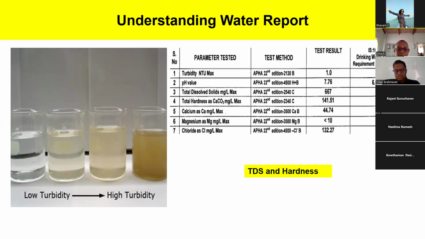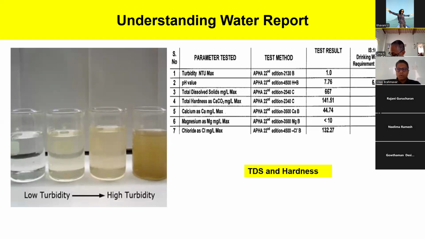Total dissolved salts and total hardness are very confused terms in the industry. All of these parameters are measured in ppm, parts per million, which is equivalent to milligrams per liter. They take 1 liter of sample, and how many milligrams of the salt are in that 1 liter is the ppm. So milligram per liter and ppm are the same. Both hardness and TDS are measured in ppm.